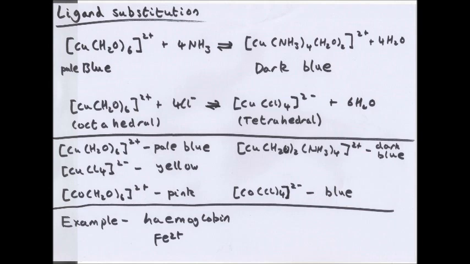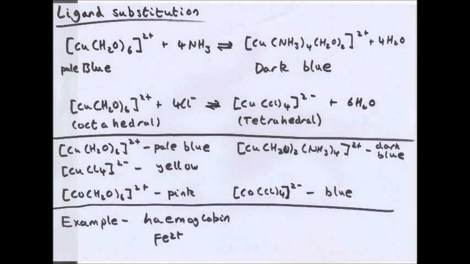Now you need to know a few examples. You need to know the hexaaquacopper complex is pale blue. When you substitute NH3 in, so you get Cu(H2O)2(NH3)4, you get a dark blue solution colour. Copper with 4 chlorides is yellow. Cobalt with 6 water is pink, and cobalt with 4 chlorides is blue. And that's what you need to know.